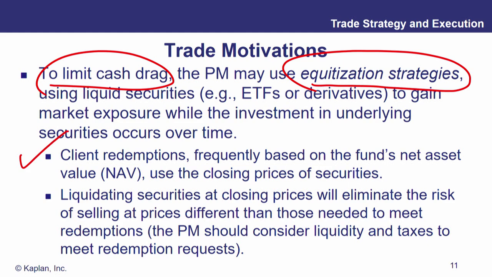A couple things just to know. Client redemptions are frequently based on NAV, and the easiest thing to do is use closing prices of those securities. Now, if you liquidate securities at closing prices, it's going to eliminate the risk of selling at prices that are different than these closing prices. So a PM's going to have to juggle a few things here. They're going to have to consider liquidity and taxes when they're trying to meet these redemption requests. And the easiest process is just focus on the closing price of the securities. It'll make things a little bit easier for you.